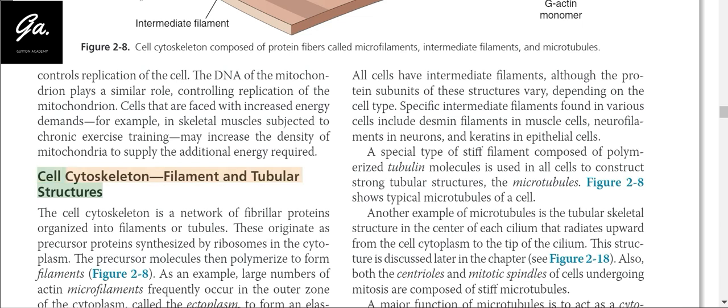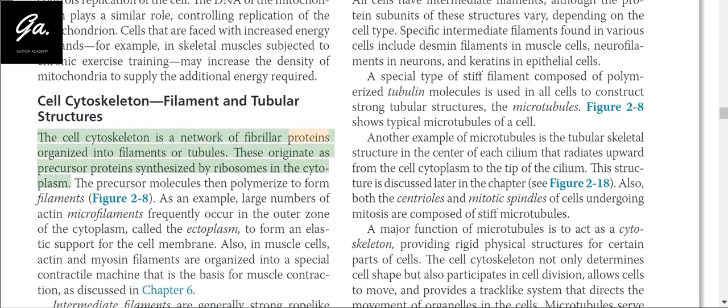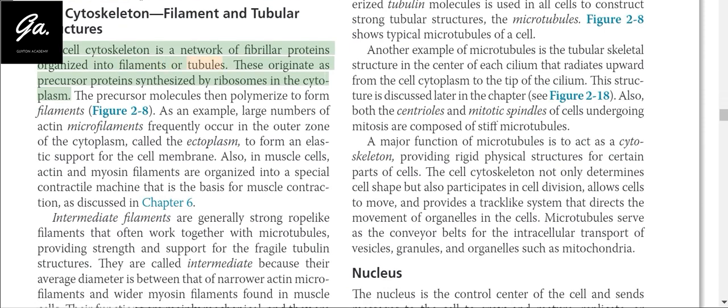Cell cytoskeleton, filament, and tubular structures. The cell cytoskeleton is a network of fibrillar proteins organized into filaments or tubules. These originate as precursor proteins synthesized by ribosomes in the cytoplasm. The precursor molecules then polymerize to form filaments. As an example, large numbers of actin microfilaments frequently occur in the outer zone of the cytoplasm, called the ectoplasm, to form an elastic support for the cell membrane.